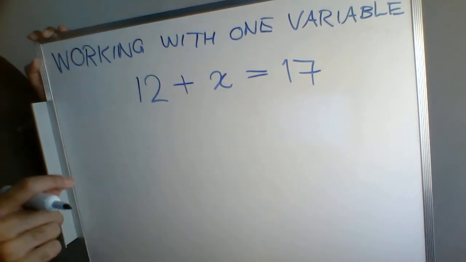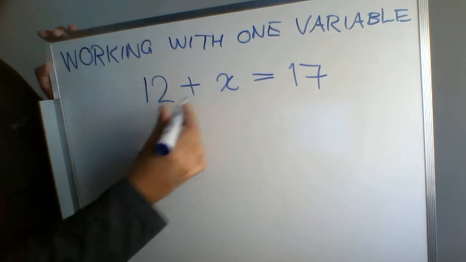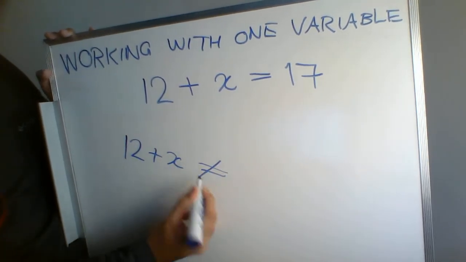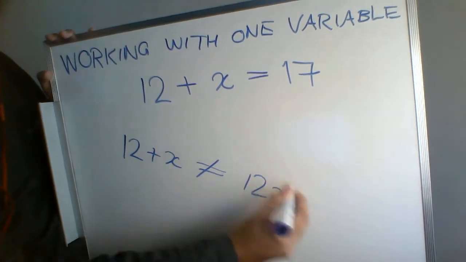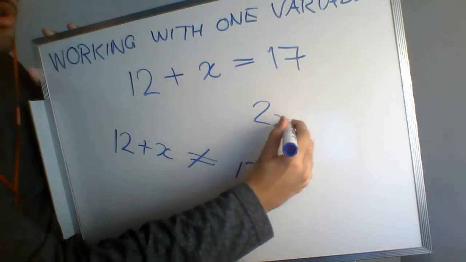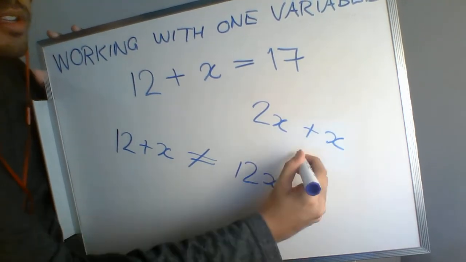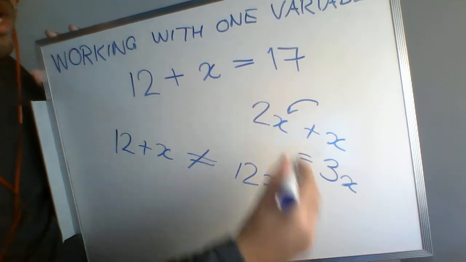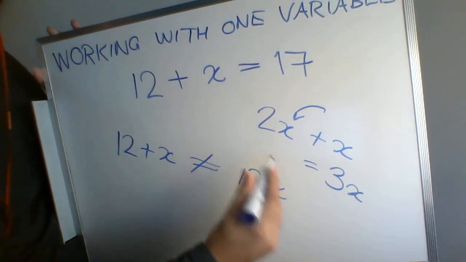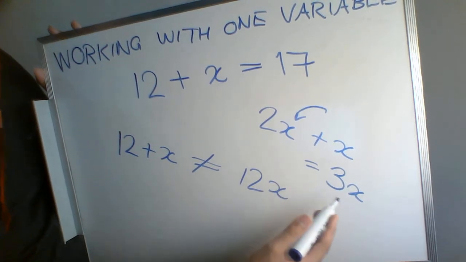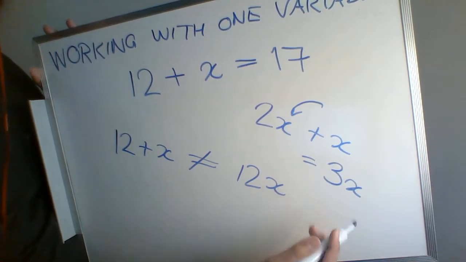One more point is, if you've got something like 12 plus x, that does not equal 12x. You can't add numbers and letters just like that. If I had 2x plus x, that would be 3x. Basically, try and replace the letter x with some sort of object. If you have 2 apples and then you add another apple to it, you have 3 apples. So that's sort of the way the x's work.